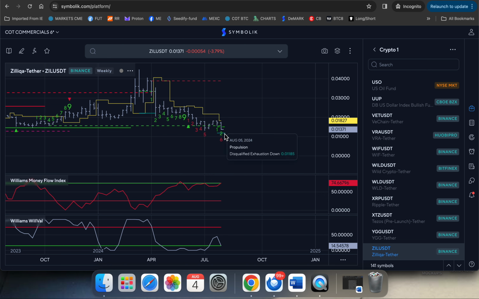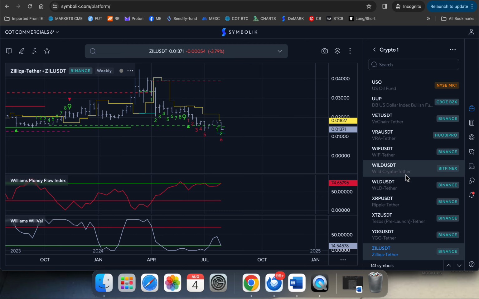About maybe 0.01185. Looks like decent zone. You could throw another one at 0.01281. Another one that's already below that. That's 14 cent, 0.014. Yeah, you're already below that.